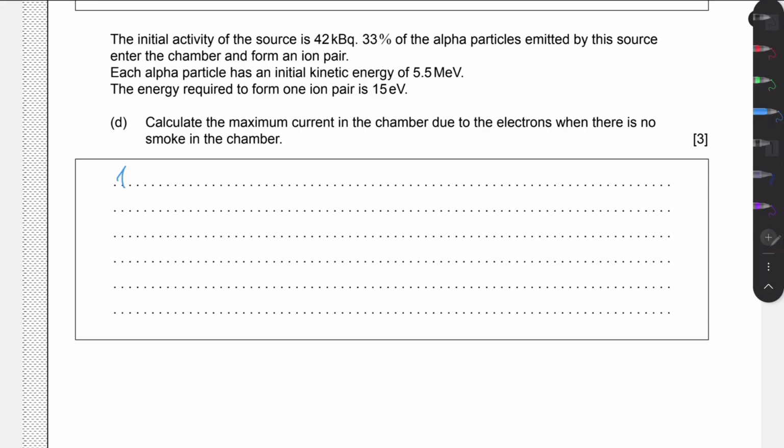So we know that one alpha particle produces, well, if one alpha particle has an energy of 5.5 times 10 to the 6 electron volts, and for one ion pair we need 15 electron volts of energy, then from one alpha particle we will form 3.6 times 10 to the 5 ion pairs.